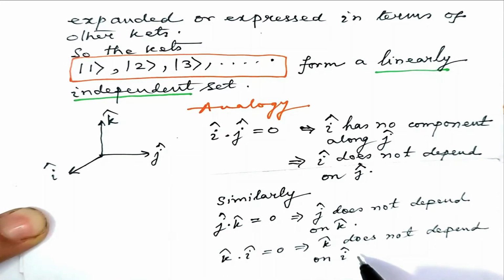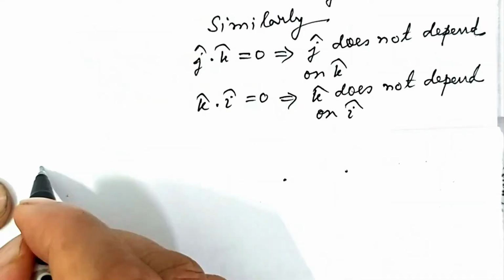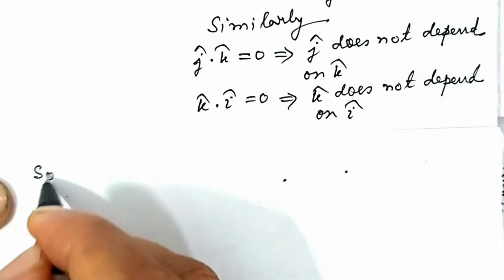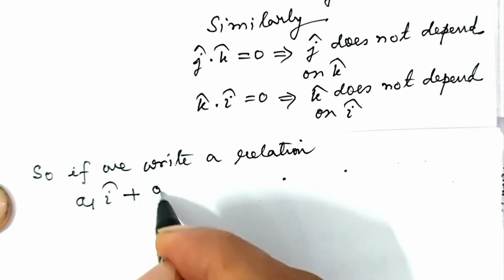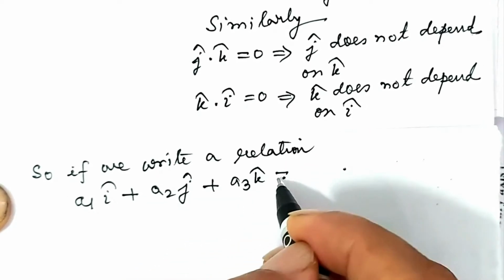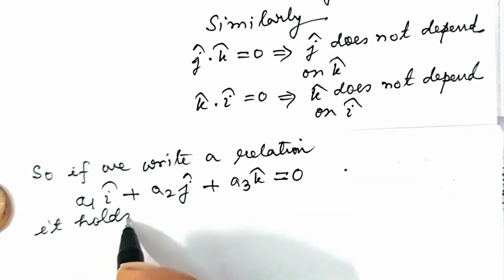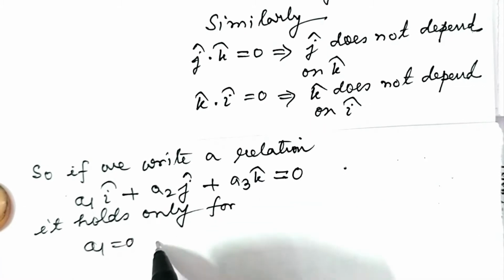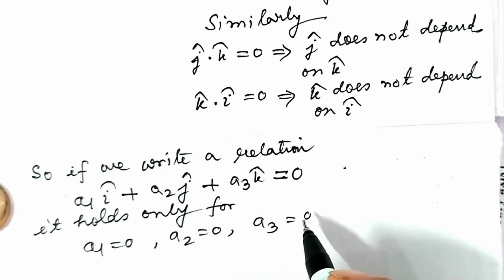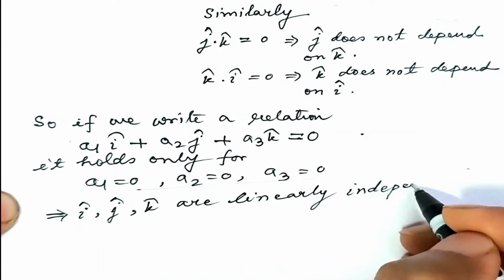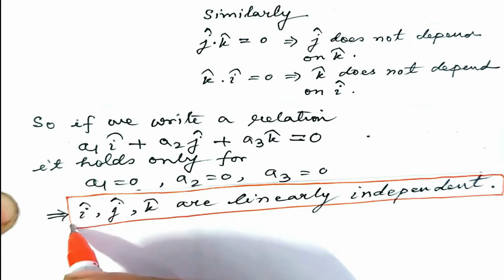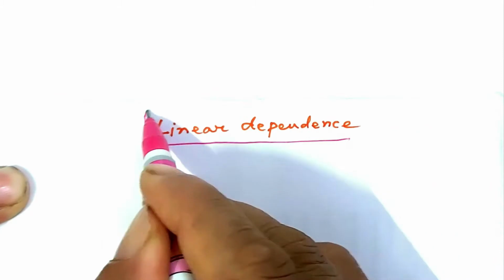Clearly, i hat, j hat and k hat have no components along one another and cannot be associated in any way. Still, if we forcefully write a relation A1 i hat plus A2 j hat plus A3 k hat equal to 0, then obviously it holds only for a1 equal to 0, a2 equal to 0, a3 equal to 0. We thus conclude that i hat, j hat and k hat are linearly independent. The analogy being over, let us now focus on what is meant by linear dependence.